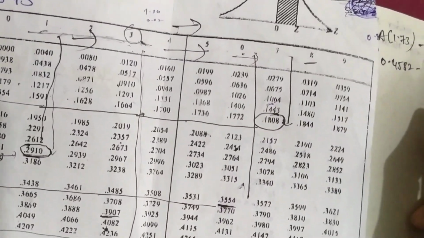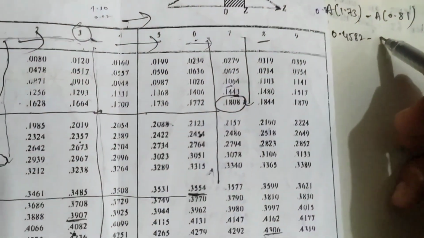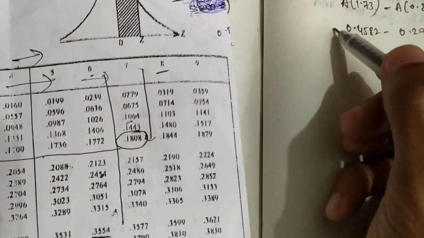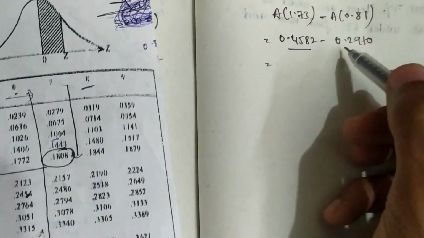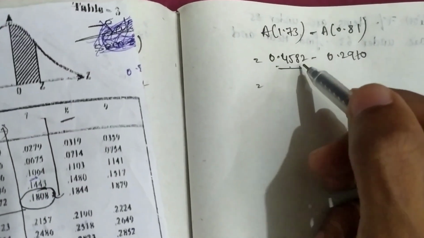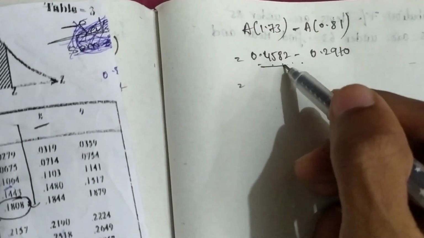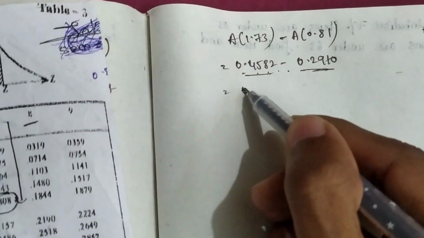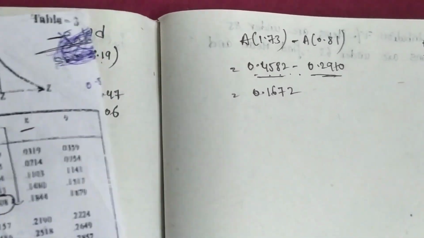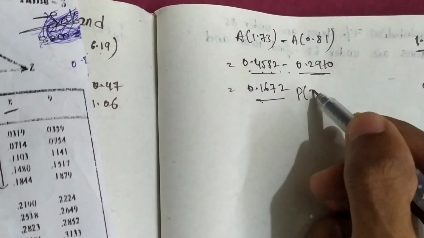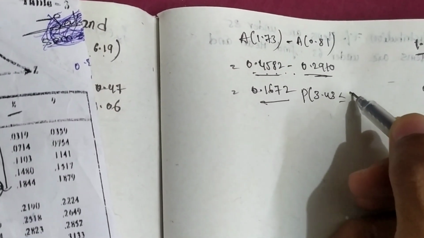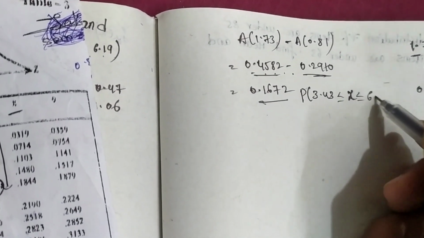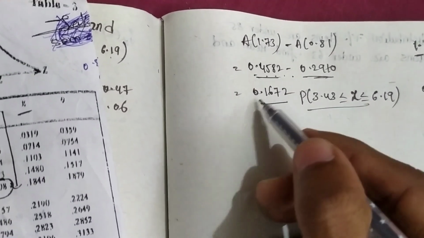So the value for argument of 0.81 is 0.2910. By subtracting this value, 0.4582, from this value, we get 0.1672. This is the value for P of 3.43 less than or equals to X less than or equals to 6.19. The value for this is 0.16.